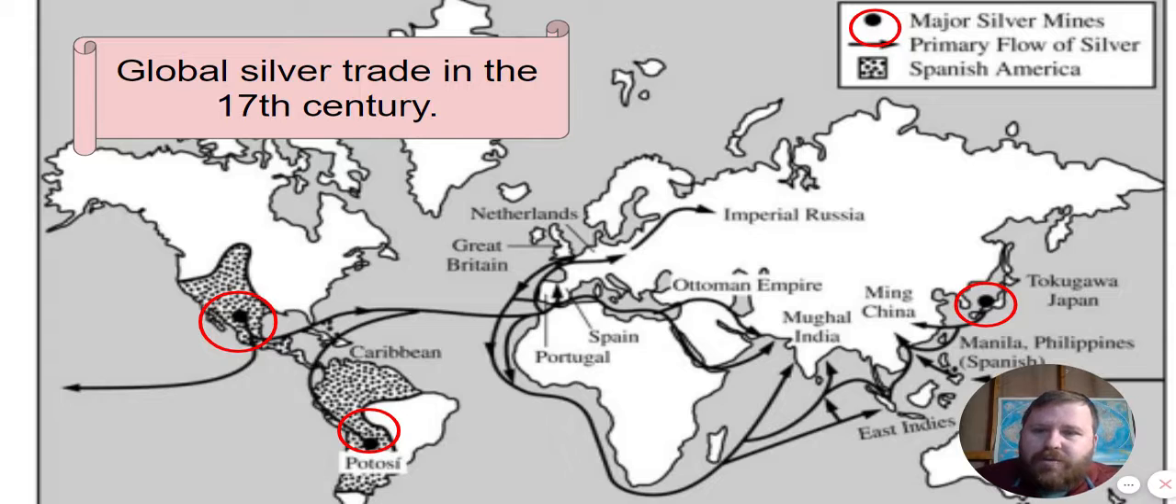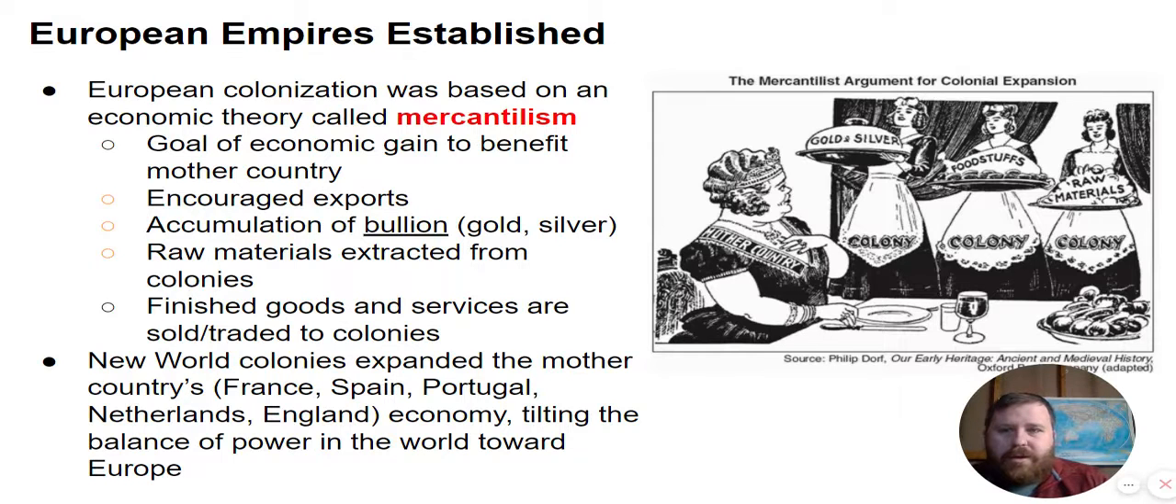Okay, so this shows global silver trade in the 17th century. Silver trade was huge, which becomes huge in Latin America, as you can see from this. Silver mining becomes huge in Latin America, and a big reason that Spain is able to build an empire in the Americas.